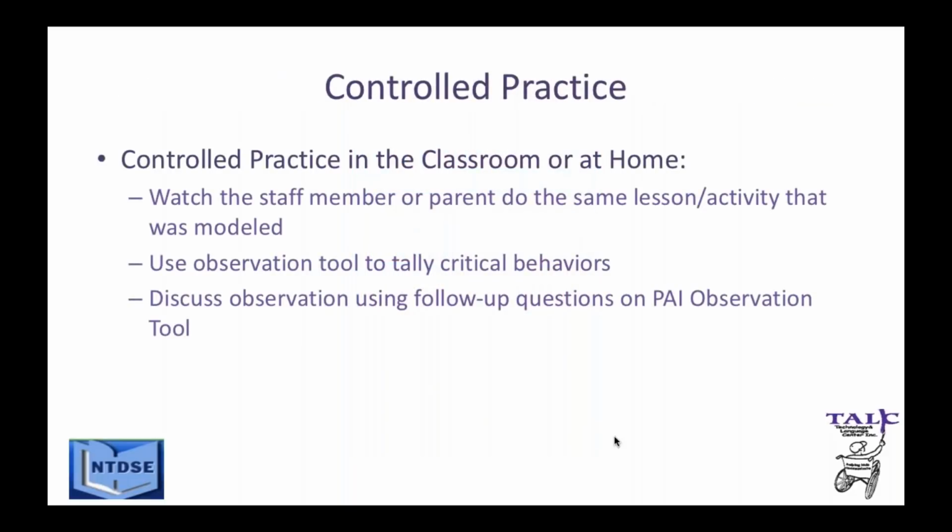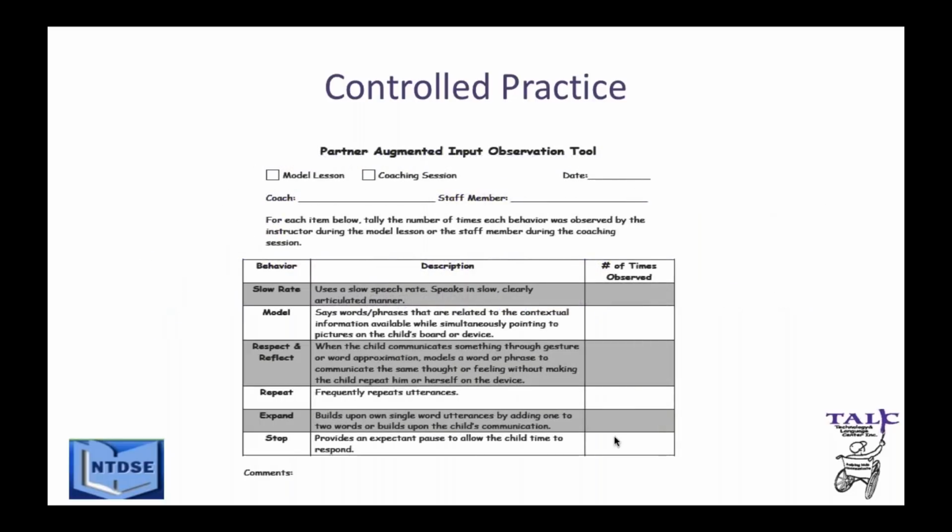However, again, we don't limit controlled practice to an in-service. We also do controlled practice in the classroom or at home. And this is where we'll watch that staff member, we'll watch the parents do the same lesson or activity that was modeled. And we use that same observation tool to tally critical behaviors. And after that, we'll discuss the observation using those follow-up questions on the partner-augmented input observation tool. So let's look more closely now at the observation tool.